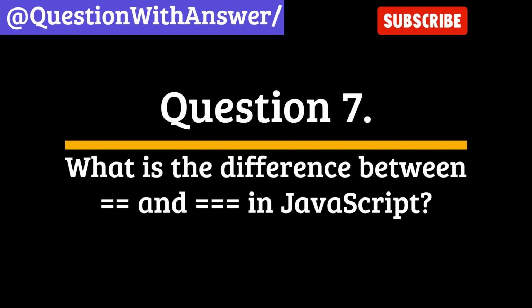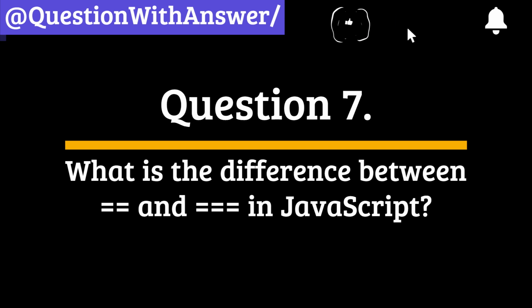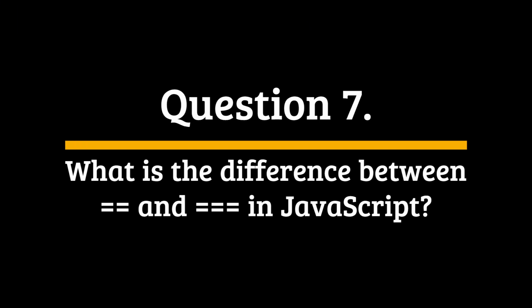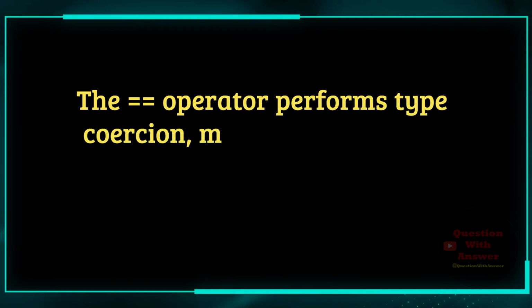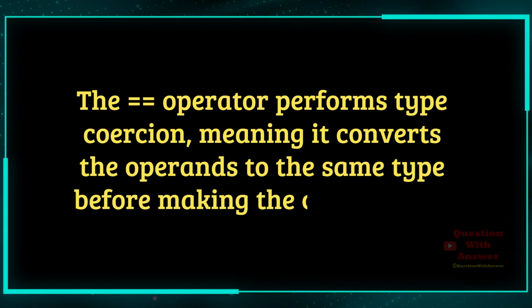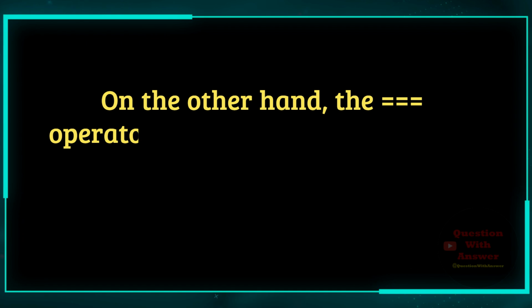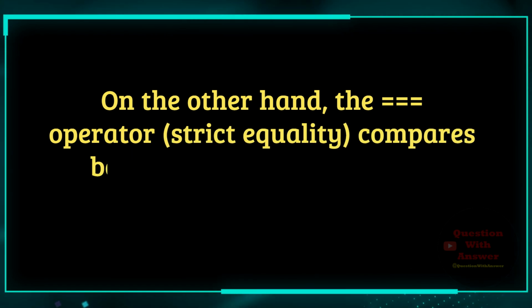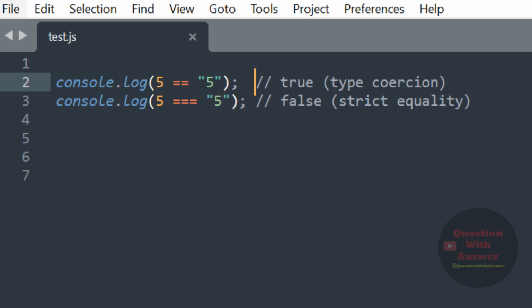Question 7. What is the difference between double equal and triple equal in JavaScript? Answer. The double equals operator performs type coercion, meaning it converts the operands to the same type before making the comparison. On the other hand, the triple equals operator, strict equality, compares both value and type without any type conversion. Here is the example of double equal and triple equal in JavaScript.